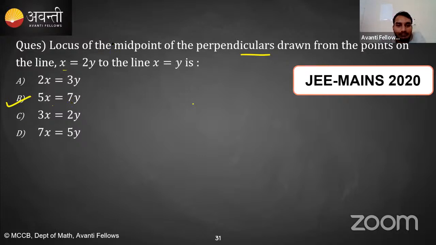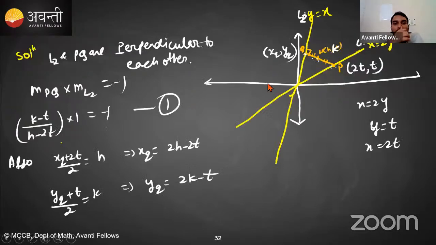Is this clear? Everyone, tell me quickly in the chat box. Question is clear? Any doubt in this question? Everyone, tell me quickly in the chat box. Is this question clear, or do I need to repeat it again? All clear, right? Okay. So let's proceed to the next question if it is clear.